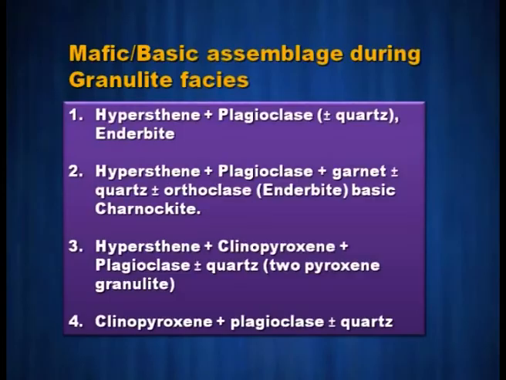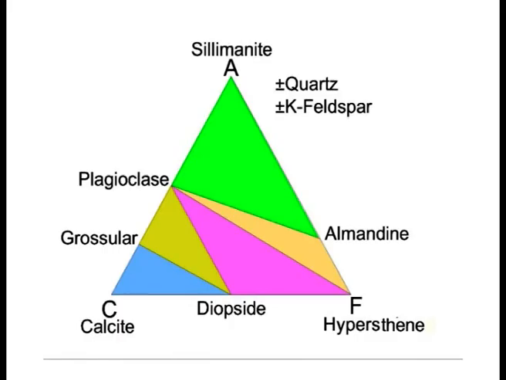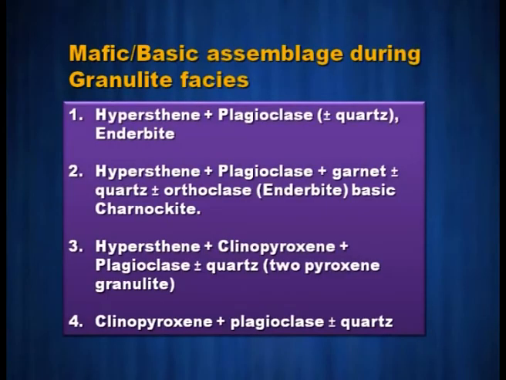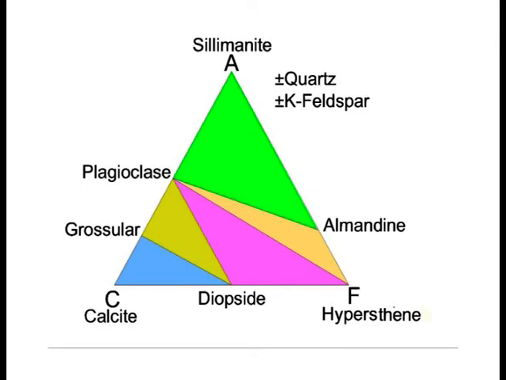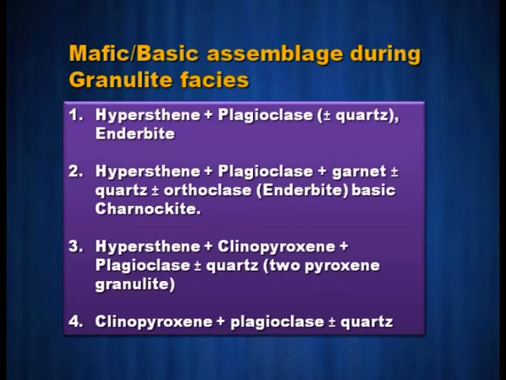Basic and mafic assemblages during Granulite facies. The important assemblages we can observe with the help of ACF diagram are as follows. Assemblage 1: hypersthene plus plagioclase plus or minus quartz, also known as enderbite, that is basic charnockite. Second assemblage: hypersthene plus plagioclase plus garnet plus or minus quartz plus or minus orthoclase, that is also enderbite, basic charnockite, garnet bearing.